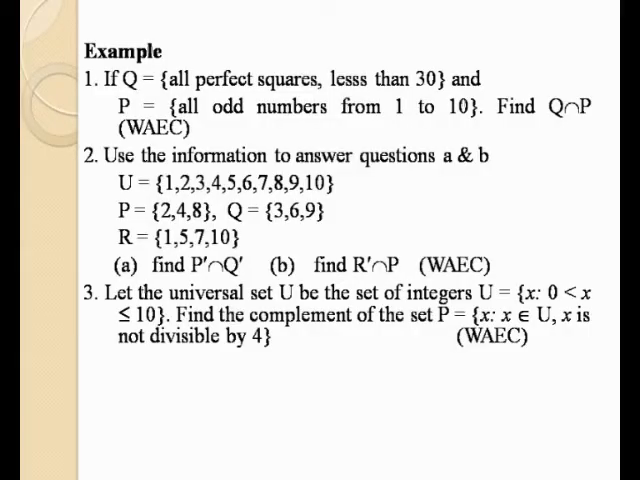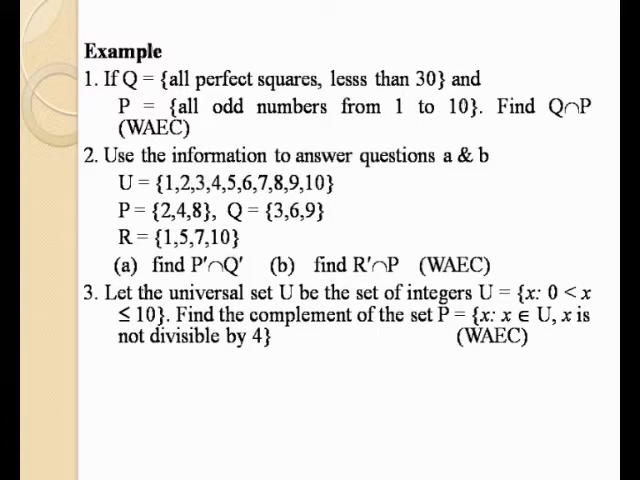Example number 2. Use the information below to answer questions 2A and B. Our set U is equal to 1, 2, 3, 4, 5, 6, 7, 8, 9, and 10. Set P is equal to 2, 4, 8, that is multiples of 2, while set Q is equal to 3, 6, 9, that is multiples of 3. And R is equal to 1, 5, 7, and 10.